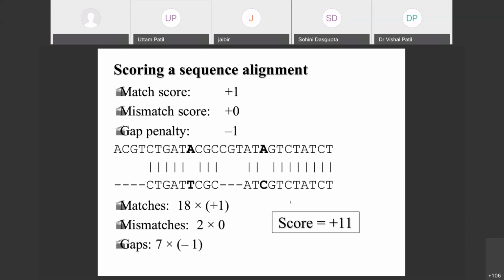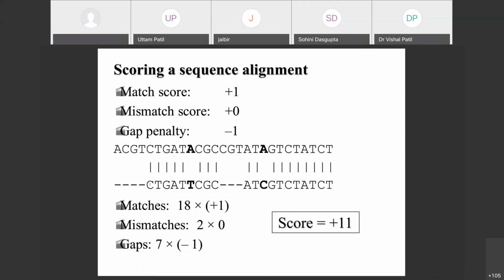Now, I just touched on an important concept, which is called the scoring of sequence alignment. So what is the scoring of a sequence alignment? Here you have two sequences. Sequence number 1 is here, sequence number 2 is here. We have done a sequence alignment, and based on that you have got this kind of alignment matrix.